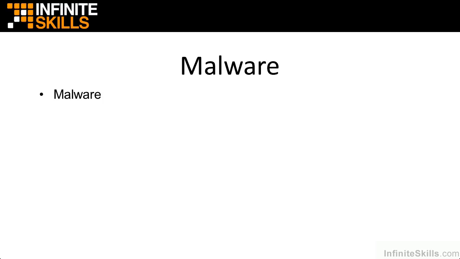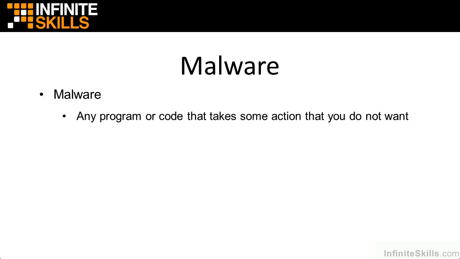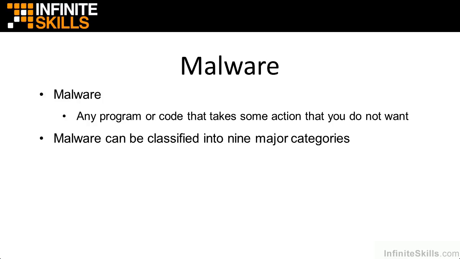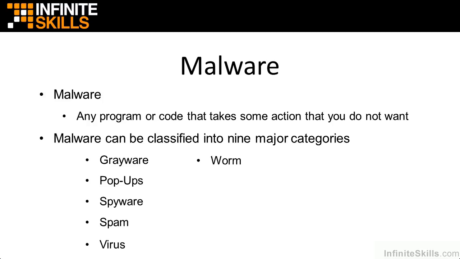So let's start off and talk about exactly what is malware. Malware is really two words put together, malicious software. And so malware is any program, or it could just be little code snippets or scripts that take some action that you do not want on your computer. Now, malware can be classified into 9 major categories. First one is called grayware, and then pop-ups, spyware, spam, viruses, worms, macros, Trojan horses. And then we'll end with rootkits.